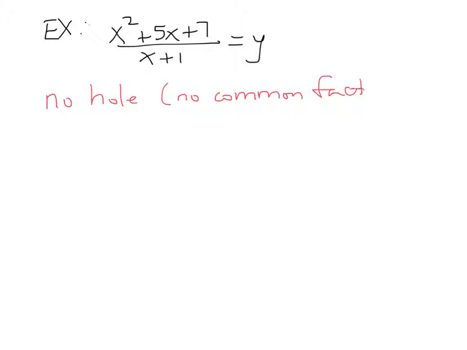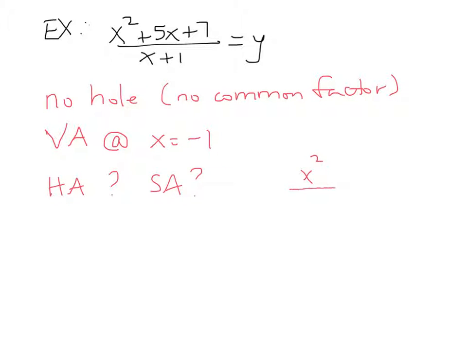So the next thing I'm going to look for is the vertical asymptote. The vertical asymptote is found wherever the denominator is equal to 0. My denominator is x plus 1, so I have a vertical asymptote at x equals negative 1. And now I look, do I have a horizontal asymptote or a slant asymptote? I look at the degree of the equation. I have x to the 2nd power over x to the 1st power. That numerator has a higher power than the denominator, so there is no horizontal asymptote. Instead, I have a slant asymptote, and I find the slant asymptote by doing everyone's favorite long division.